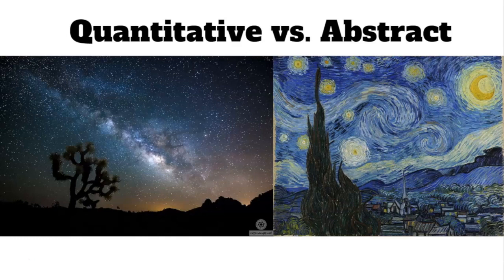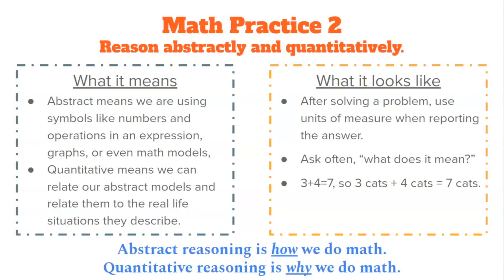And I always like to tie back to this. The quantitative is the real life. The abstract is the abstracted version of that we use, but it still is very, very useful and beautiful in its own way. So math practice 2 is reason abstractly and quantitatively. Abstract means we're using symbols like numbers, operations in an expression, graphs, even other math models. That is abstract reasoning. Quantitative means we can relate our abstract models back to the problem that we're actually really trying to solve.